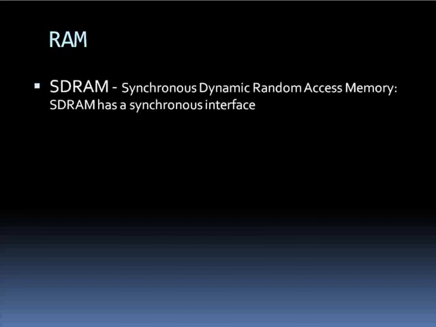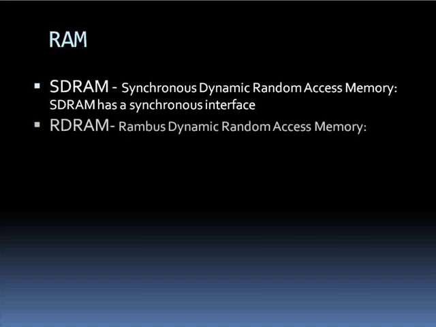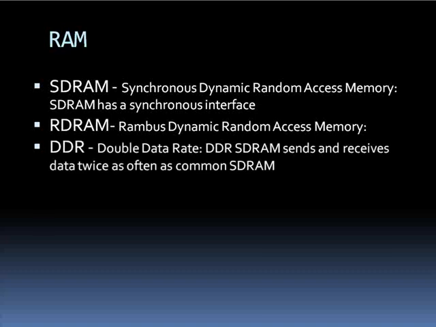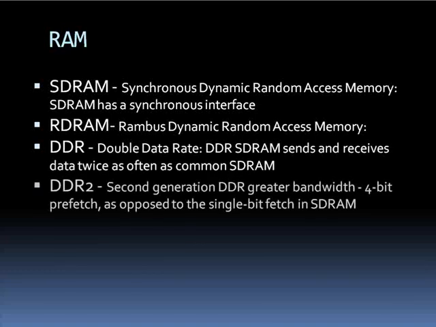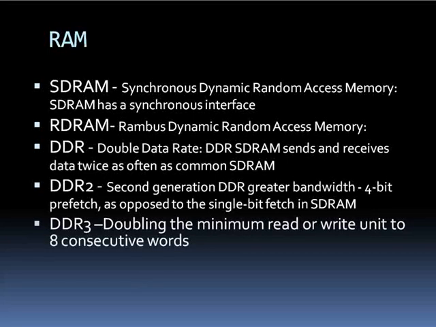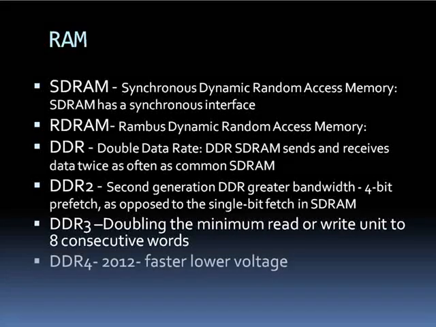Different types of RAM. There's SD RAM. There's RD RAM, which is fast, but it's old technology. It's not being used anymore. DDR is pretty much what you're going to see out there. DDR2 is the second generation, and DDR3 is doubling the minimum read and write to 8 consecutive words, and DDR4, which is slated for about 2012, is even faster, and it's going to be at a lower voltage. I think they may actually come out a little bit sooner than that, but that just gives you a little bit of an idea of the different types of RAM that's out there.